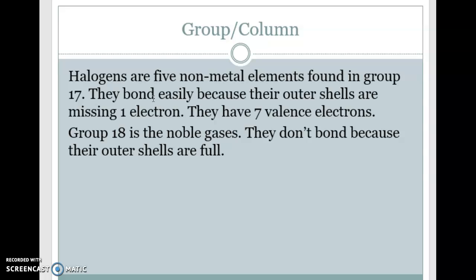Hopefully you said group 1 because they have 1 valence electron to give away. Group 18 are your noble gases. They're called noble because they don't bond, they don't interact with all of the other atoms on the periodic table because their outer shells are full.